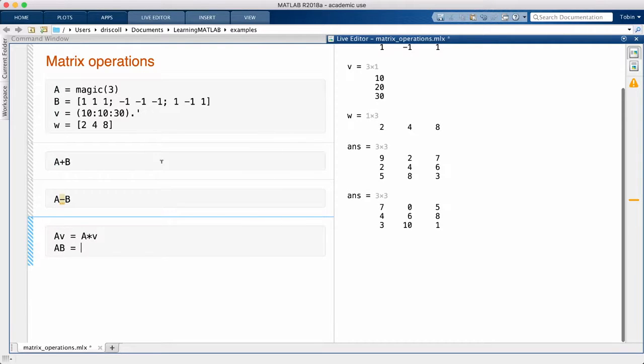Now, if the first matrix is m by n, this is only defined if the second matrix has n rows. Otherwise, you will get an error.